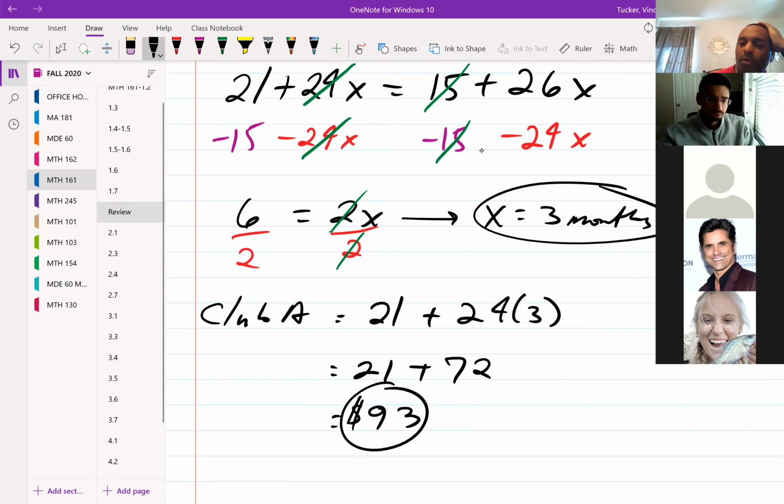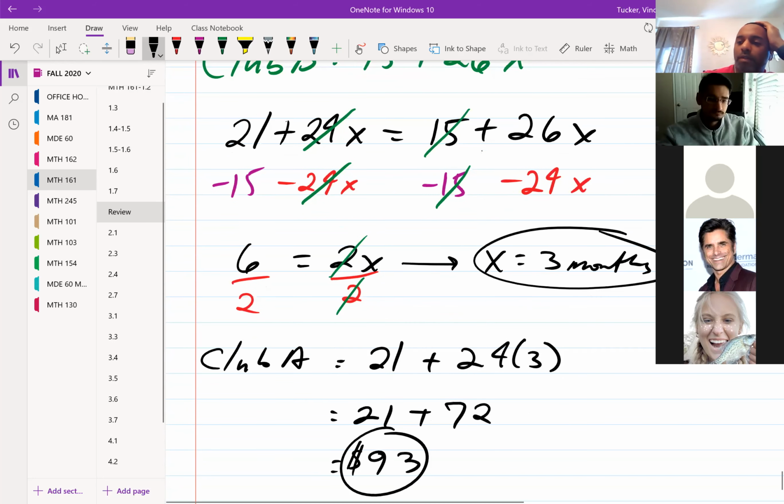All right, so before we leave this word problem, questions. Make sure we're all right. All right, Mr. Coley, what you got?